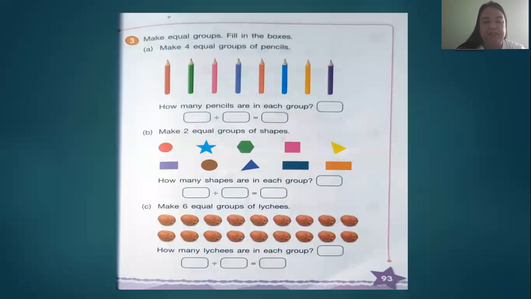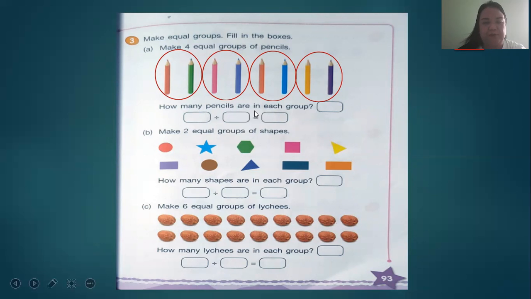Next, page 93. Make equal groups. Fill in the boxes. Make 4 equal groups of pencils. So take a look at it. Let's try to put 2 in each group. 1, 2, first group. 1, 2, second group. 1, 2, third group. 1, 2, fourth group. So there are 4 equal groups. How many pencils are in each group? Let us count. 1, 2. So there are 2 pencils in each group.